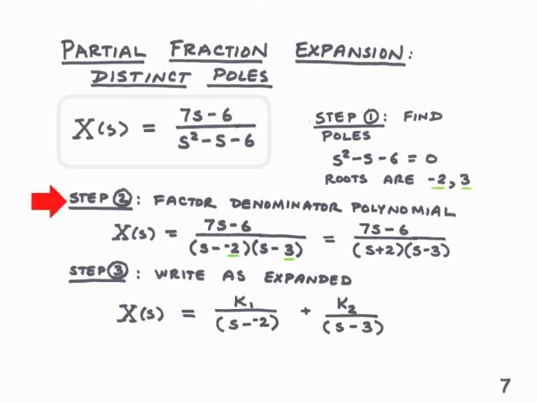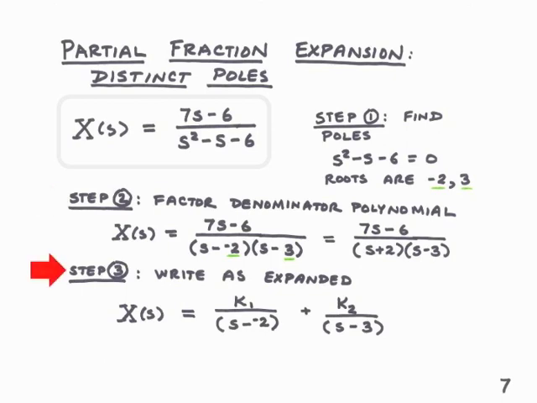In step 2, we factor the denominator polynomial. So we write x of s is 7s minus 6 over s minus negative 2 times s minus 3. You note that we have taken the denominator and written it in terms of the poles. Each factor is s minus one of the poles. Simplifying this, we get 7s minus 6 over s plus 2 times s minus 3.